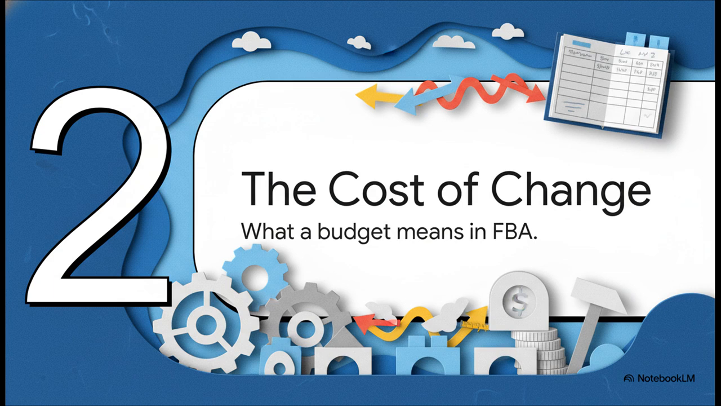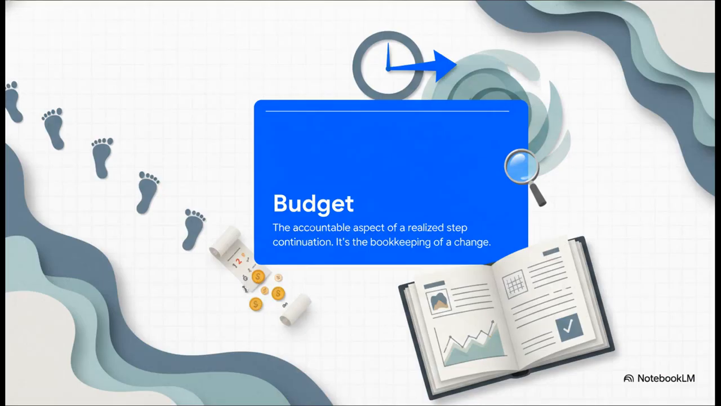With that foundation, we can now get really specific and look at what a budget means in the frame budget approach. So here's the official definition. A budget is the accountable aspect of a realized step. Now, I know, that sounds a little dense at first, but let's break it down. The keywords are accountable and step. It's just the bookkeeping for one minimal change. You could think of it as a single tick of something happening.